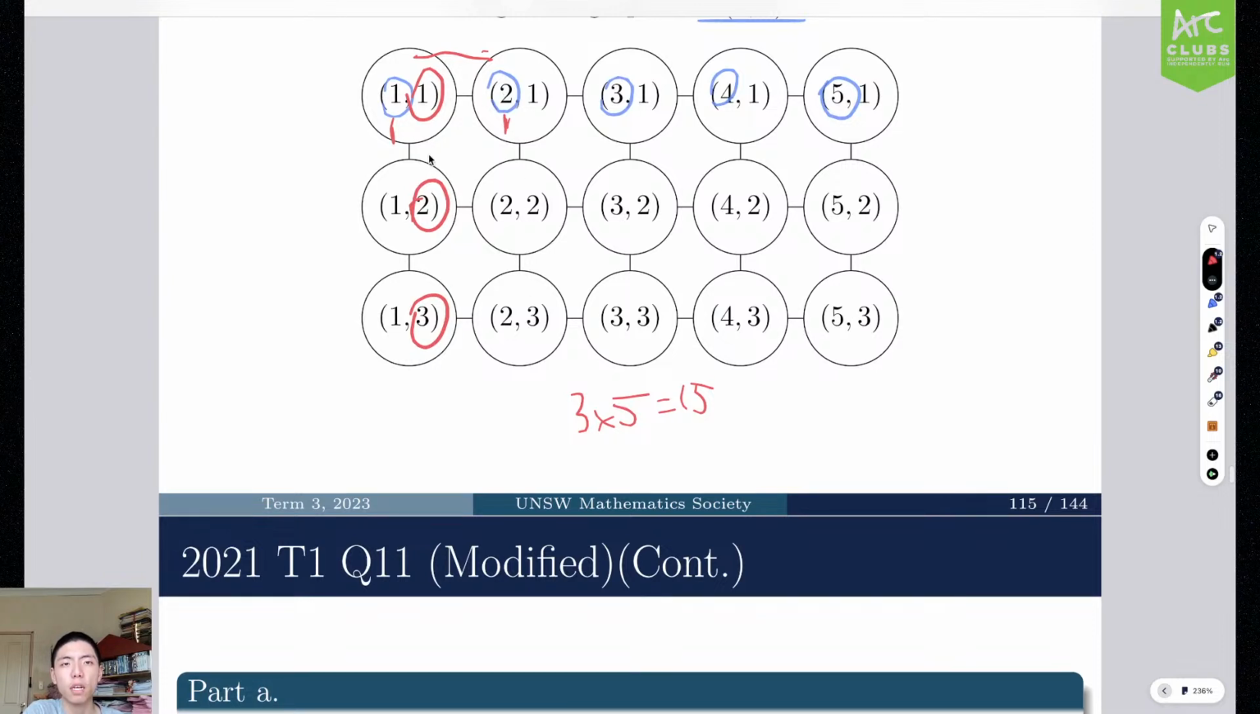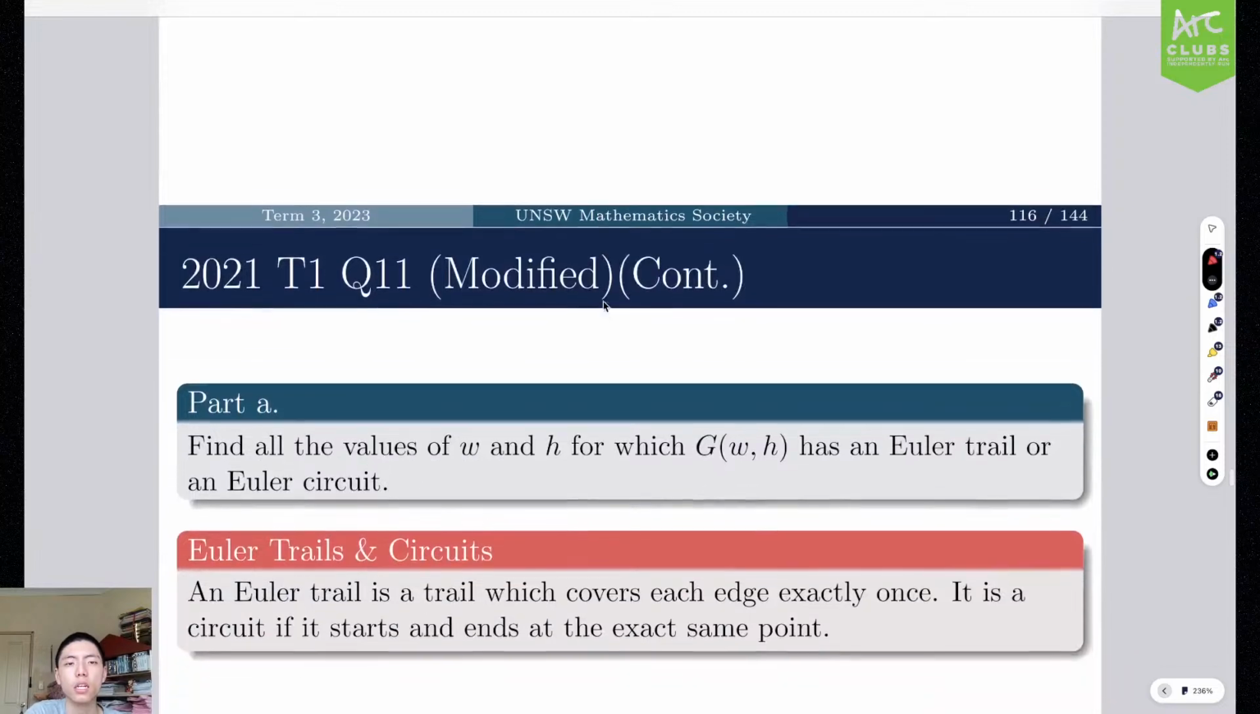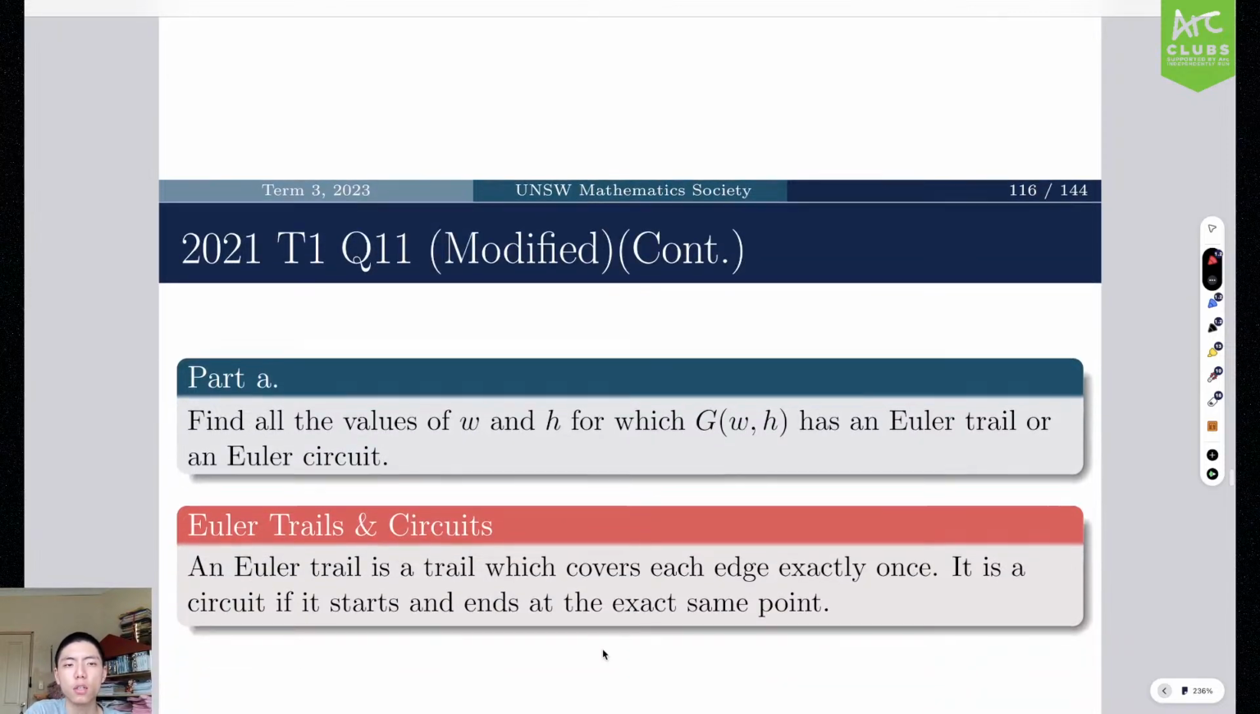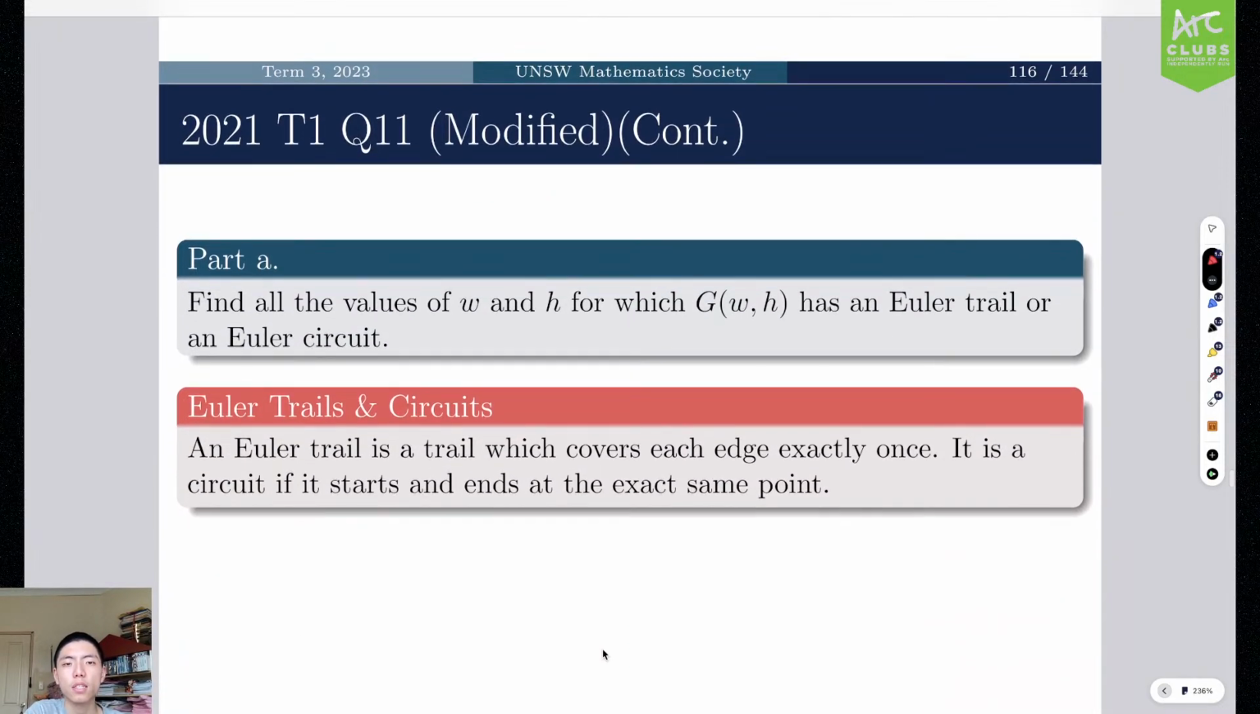You are allowed to repeat vertices, but you cannot repeat edges, because you can only go through the edges at least once in this scenario. It is a circuit if it starts and ends at exactly the same point. So the circuit would be just the Euler trail that is repeating the vertex that it starts and ends with, but every other vertex is only reached once.